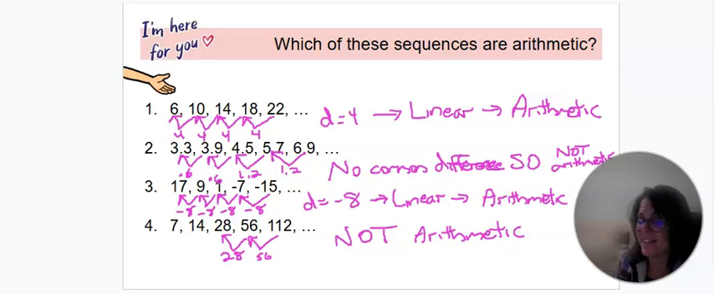How did you do? Did number 2 trick you? It started out having what looked like a common difference, but by the third and fourth subtraction, you got a different answer. The common difference has to be in common for everything. So no common difference here means it's not arithmetic. For number 3, there was a common difference, D, equal to -8, which tells us it's linear, therefore it is arithmetic. Number 4, you saw quickly, did not have a common difference, therefore not arithmetic.